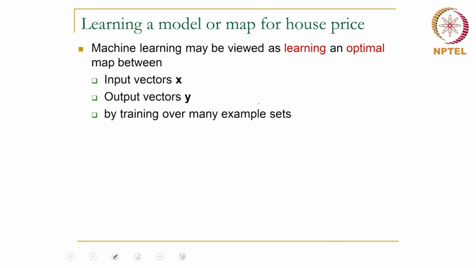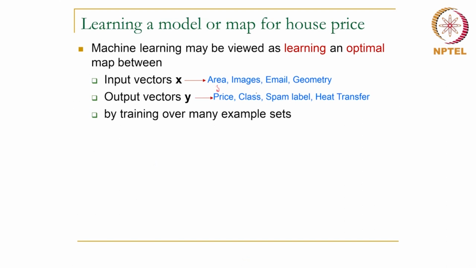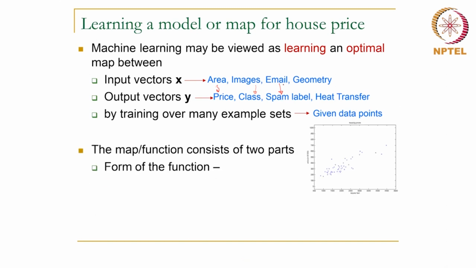Once again, input vectors X could be area, it could be an image, it could be an email, it could be a geometry. And the corresponding output would be, for the area, the price. For the image, is it cat, dog, whatever it is. For email, is it spam or not spam? And for geometry, can you give me heat transfer? You train over many example sets.